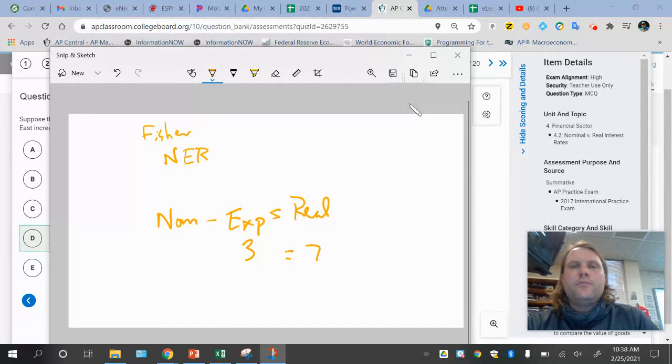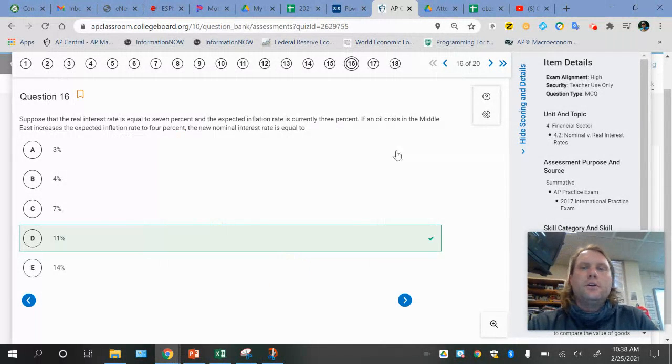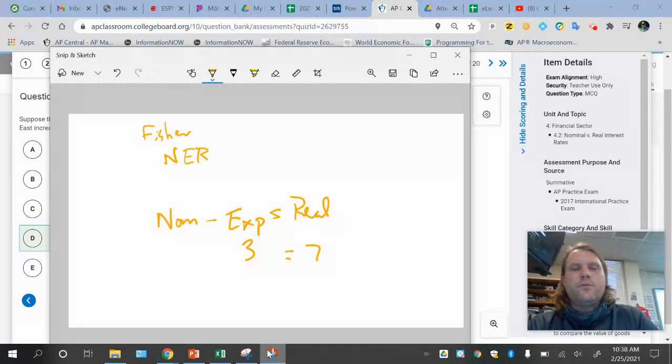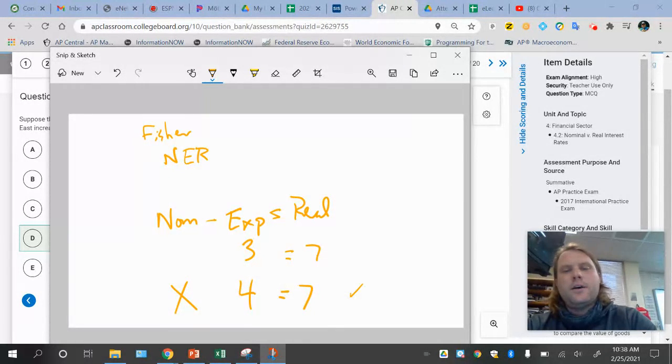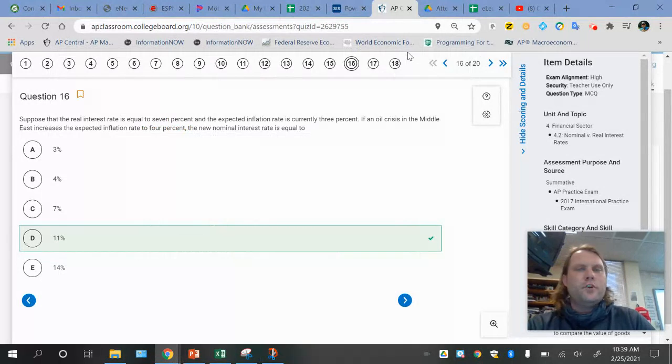Now it's going to throw you a curveball. It's going to say, look, due to this oil crisis in the Middle East, our inflation rate is going to move to 4%. So we're going to rewrite our equation to x minus 4 equals 7. Now we just have to figure out what this x is. Okay, do the math. X is going to equal 11. That's how you come up with your answer.